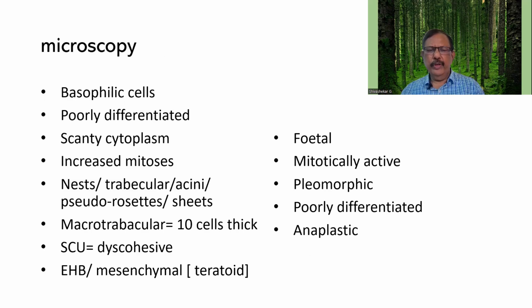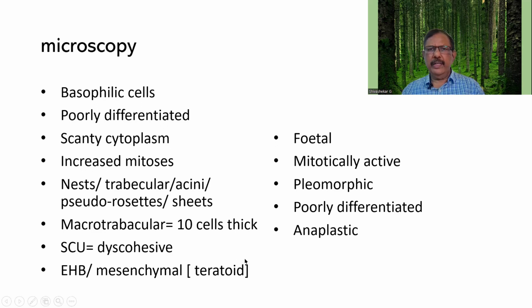Basically, it is composed of basophilic, small, undifferentiated cells with scanty cytoplasm. Mitosis is increased, therefore the tumor appears aggressive. The tumor can be seen in the form of nests, trabeculae, acini, pseudorosettes, or in sheets. Macrotrabecular is more than 10 cells thick. One or two cells thick is supposed to be a sinusoidal pattern. Three or four is trabecular pattern. And nearly 10 is macrotrabecular. And it is dyscohesive.